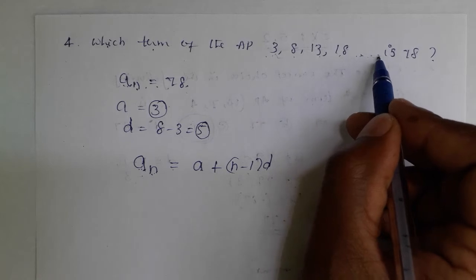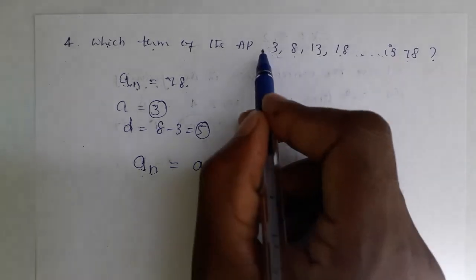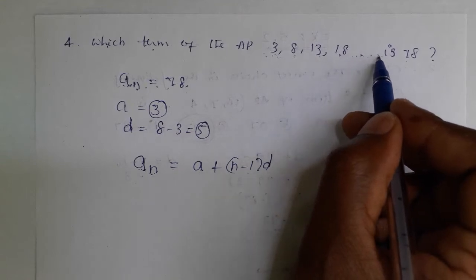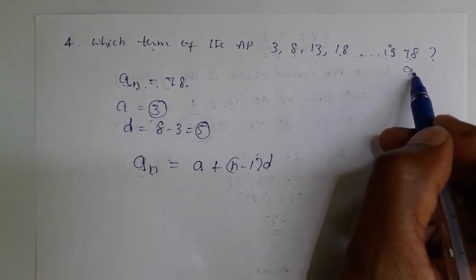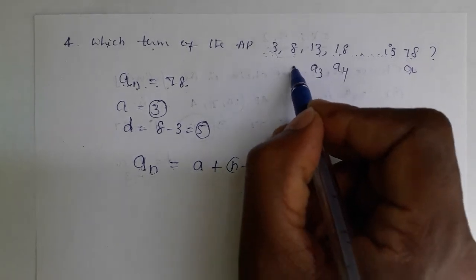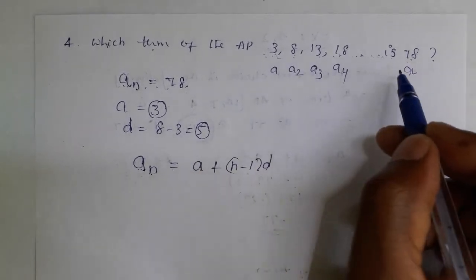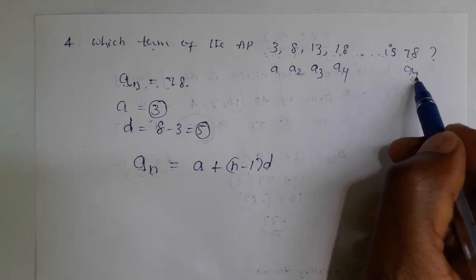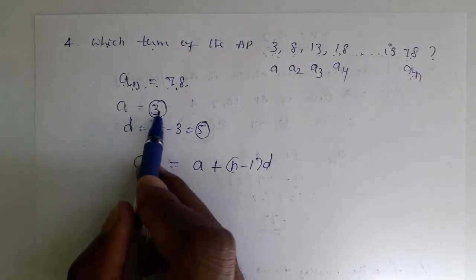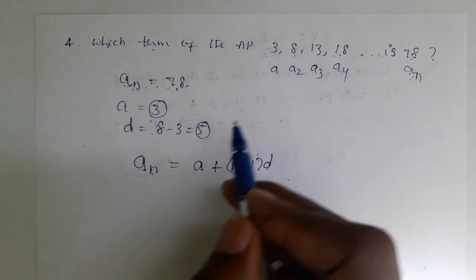Here it is A1, A2, A3, A4, and in the middle dots are there. Then which A is this? A1, A2, A3, A4, A5, A6, A7, like that you should go. But for this, look at this, it is A4. Easily we wrote A3, A2, A1. For this A, what? Unknown. So AN. AN is 78. A is 3. Difference is 8 minus 3, 5.